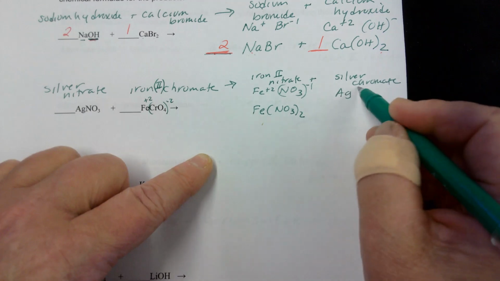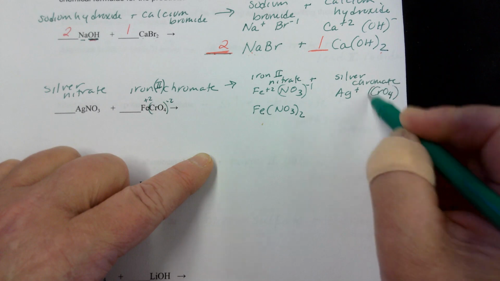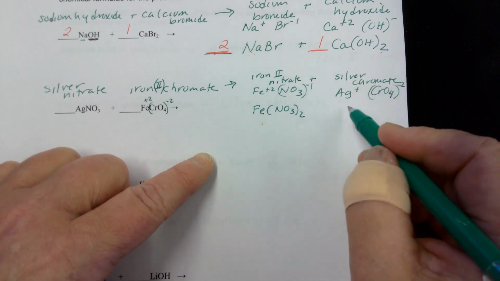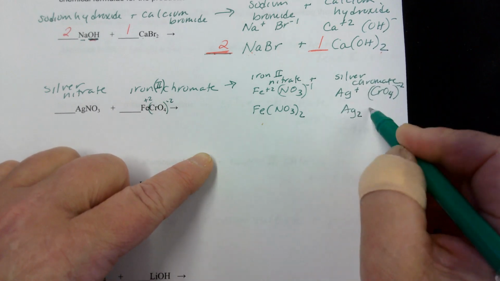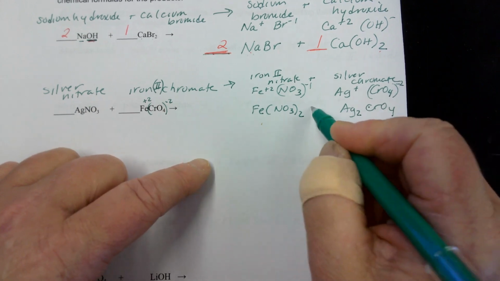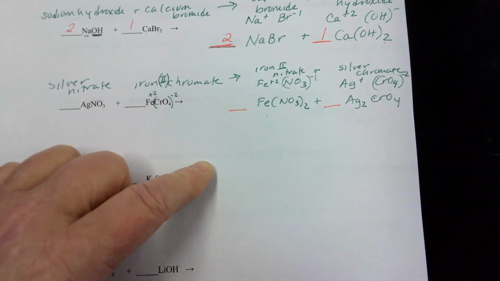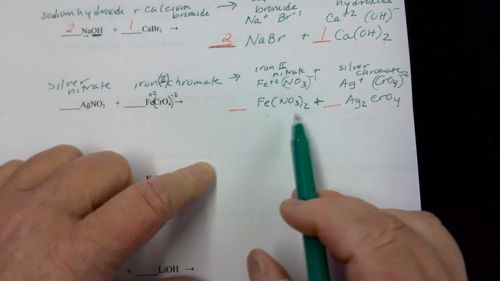Silver chromate. Silver is Ag plus 1. Chromate is CrO4 minus 2. Dropping and swapping, I get Ag2CrO4. All right, let's fill in. Put that plus sign in there to separate those.